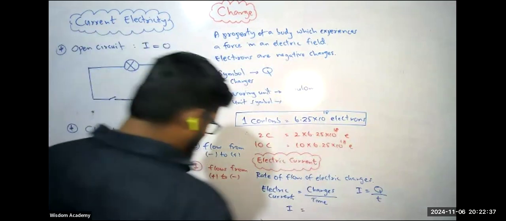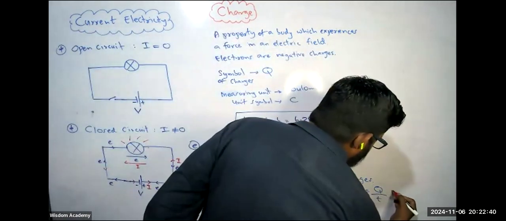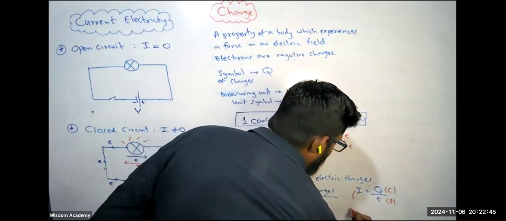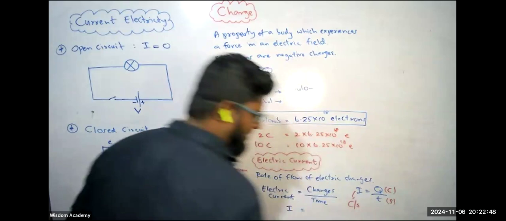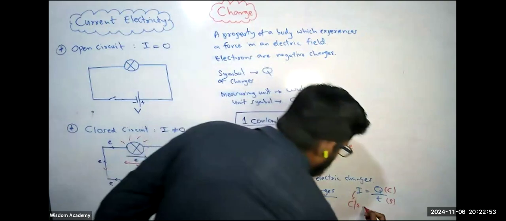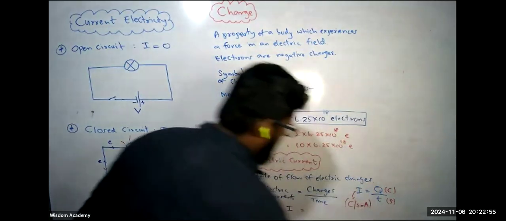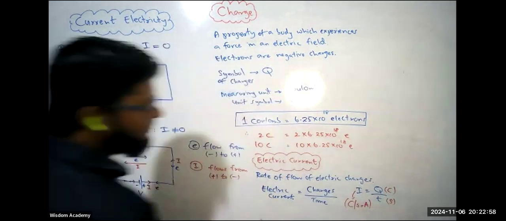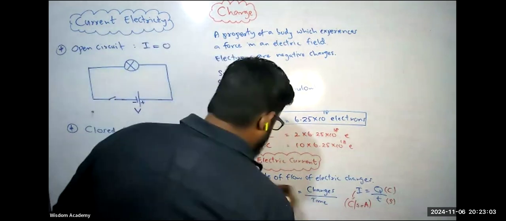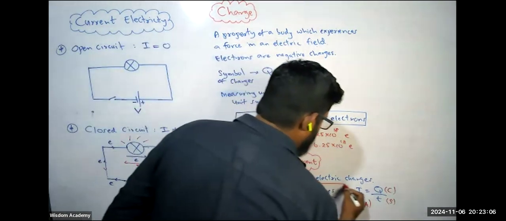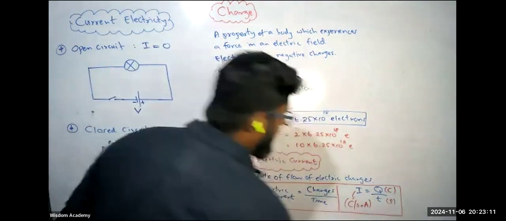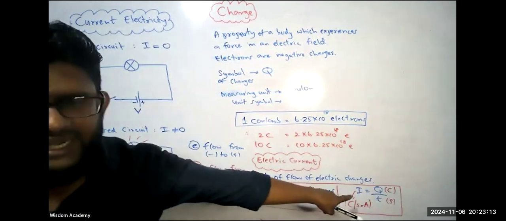I is equal to Q over T, where Q is measured in coulombs and time is measured in seconds. So the unit of I should be coulombs per second. How many coulombs are there for a second? This is written as amperes. So the unit we give for current is amperes, capital A. This is the equation we use to find the electric current.